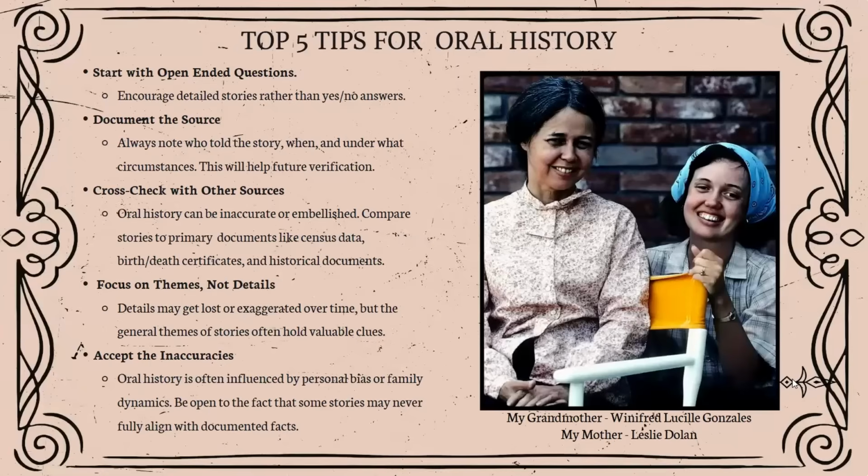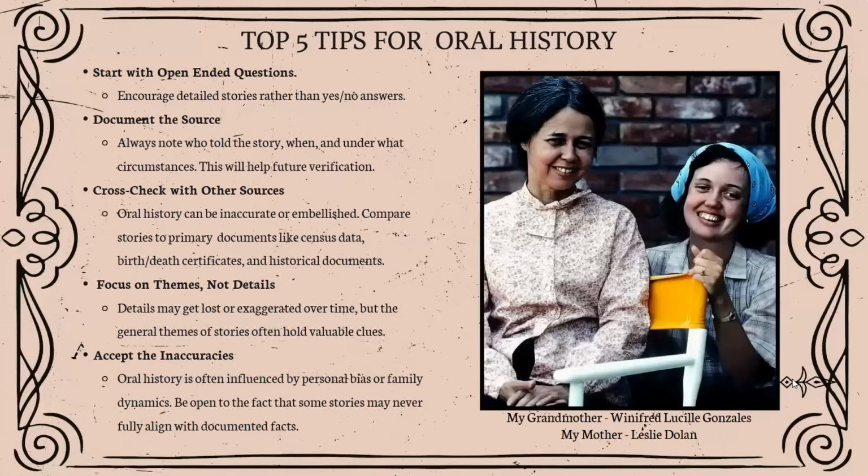You also want to cross-check with other sources. So oral history can be inaccurate, it can be embellished. It's good to compare those stories to primary documents like the census and birth certificates and other historical documents. For example, as an example of a story that's been embellished, my dad's father, he would tell people that he was on the battleship Missouri when the Japanese surrendered. He was never there. He was in Manila. But he was big into tall tales.